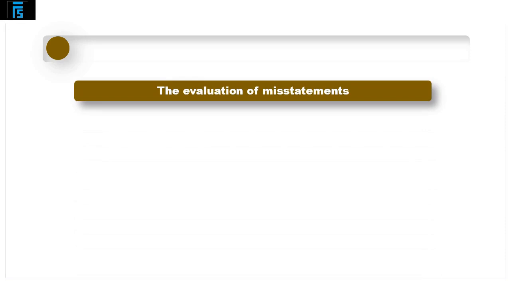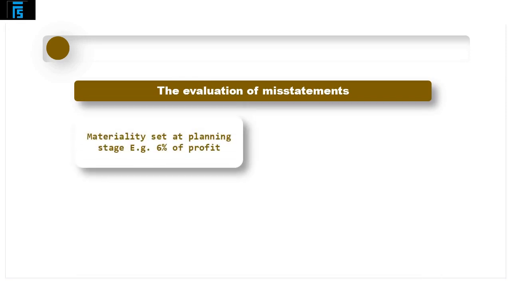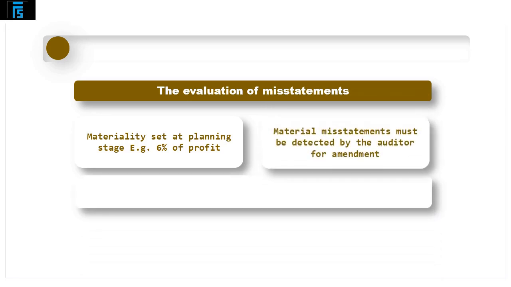In addition to reviewing the audit file and financial statements, the auditor must also review the misstatements that were collated during the audit process. At the planning stage, the auditor decides what is going to be a material misstatement, for example, 6% of profit. Material misstatements must be detected by the auditor so they can highlight to the client for amendment.